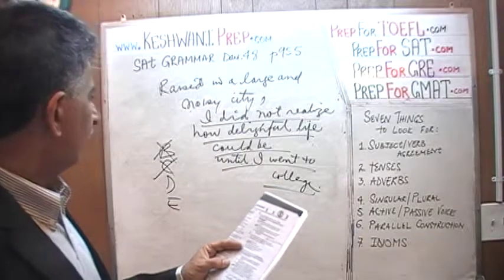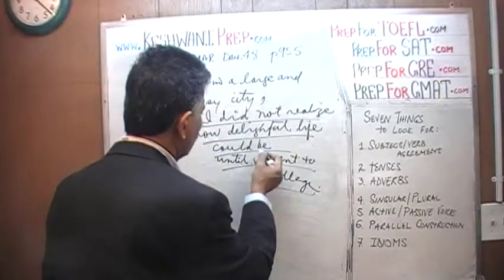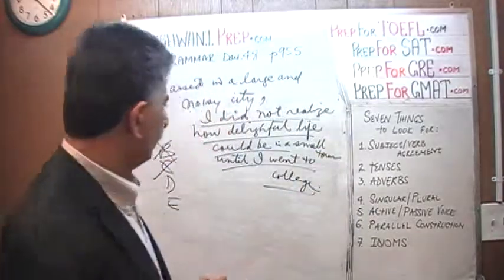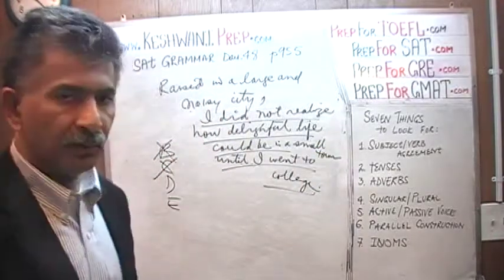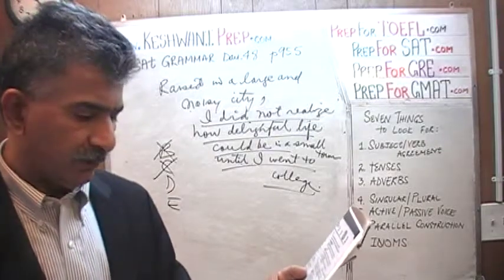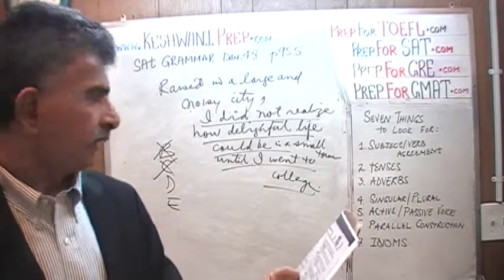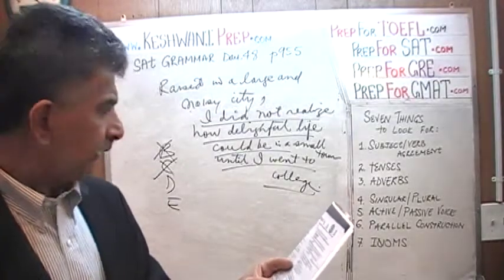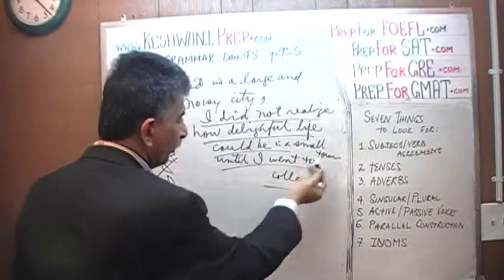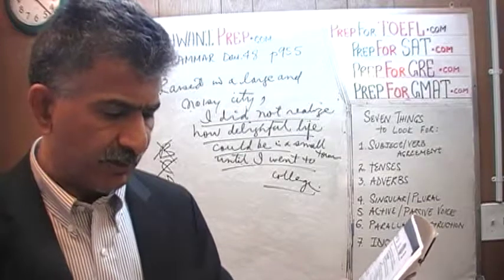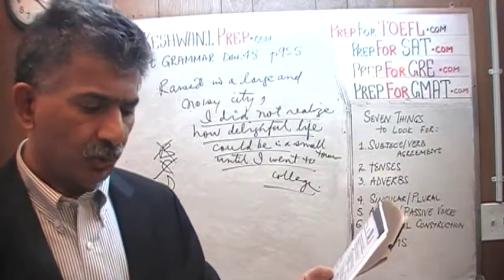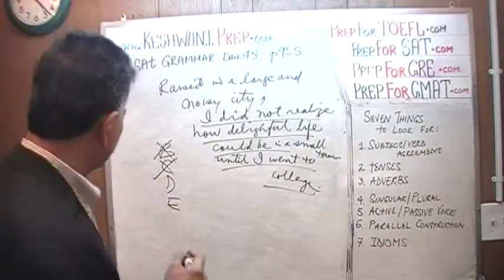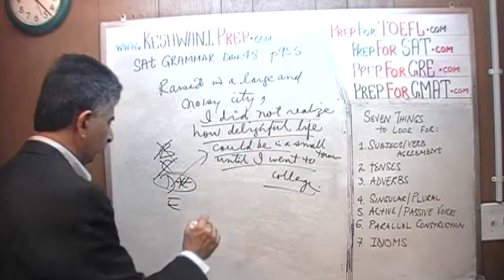I left out this small part, could be in a small town. I left that out inadvertently. How delightful life could be in a small town until I went to college. And D says, I did not realize how delightful life in a small town could be. And we have how delightful life could be in a small town. It's the same thing. Until I went away to college. There you go. The answer is D. That's the one that comes closest to what we have.